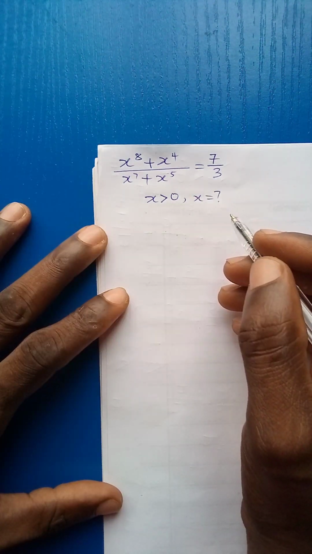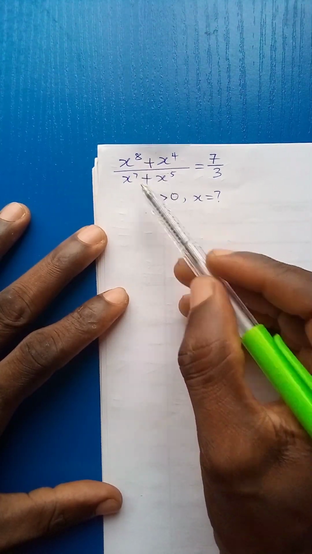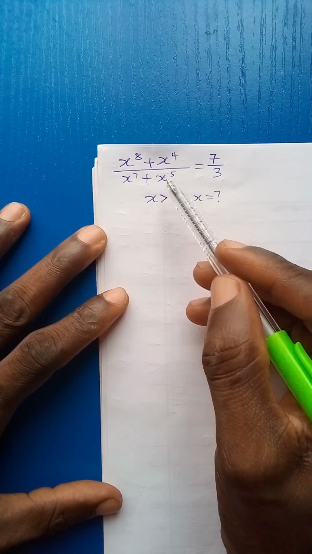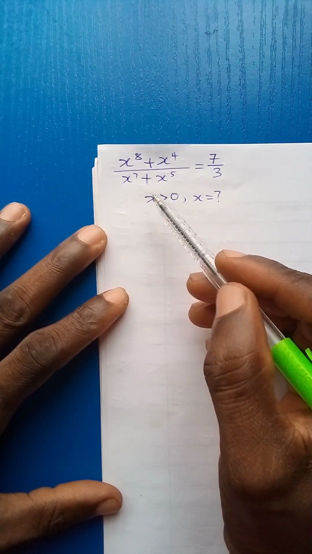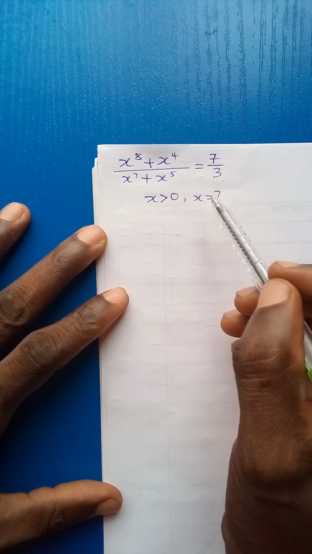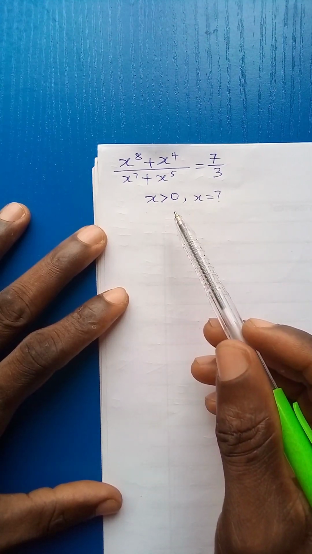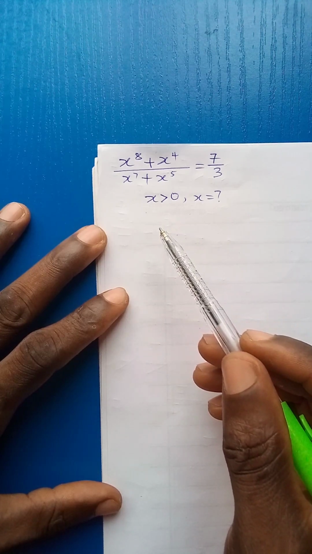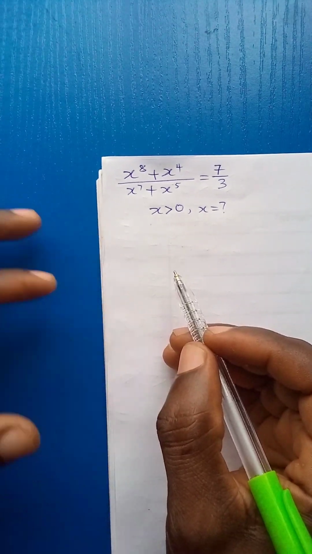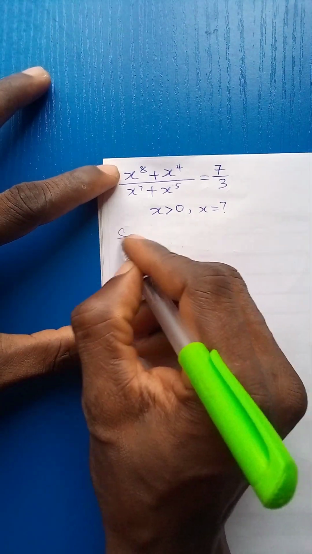In this video, we are given x to power 8 plus x to power 4 all over x to power 7 plus x to power 5 is equal to 7 over 3. The condition is that x must be greater than 0, that is, x must be a positive number. How do we go about solving this problem?